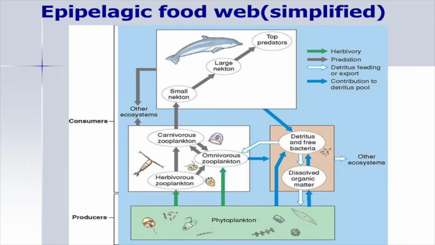An example of what this might look like would be having phytoplankton as a producer, getting energy from photosynthesis, then having those be eaten and transferring energy to zooplankton, which would then be eaten by nekton, followed by a larger fish or a bigger predator.